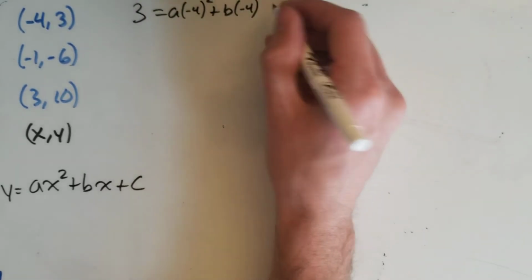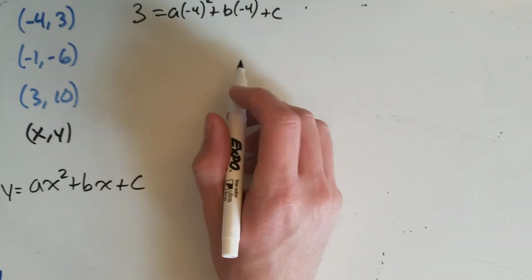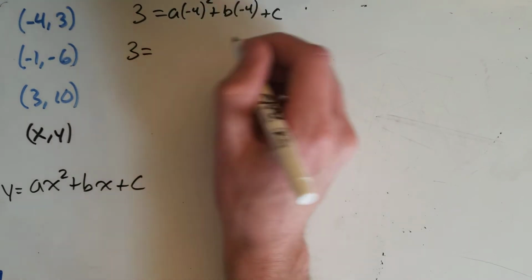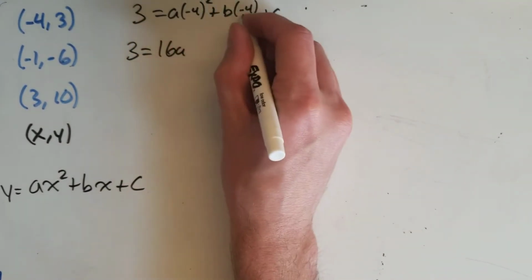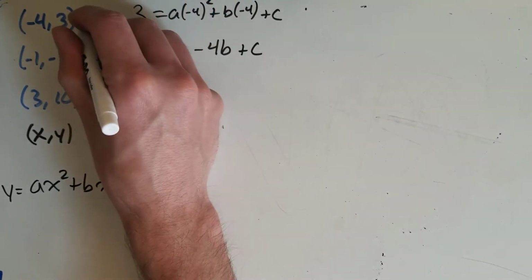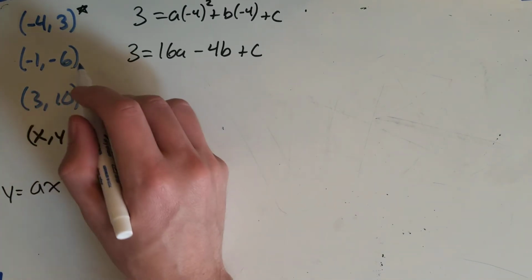The only difference here is now we don't know what that c is at the end, so we're just going to write plus c. We can simplify this whole thing right here. We end up with 3 equals negative 4 squared, which is 16a, minus 4b plus c. That was for our blue point here.